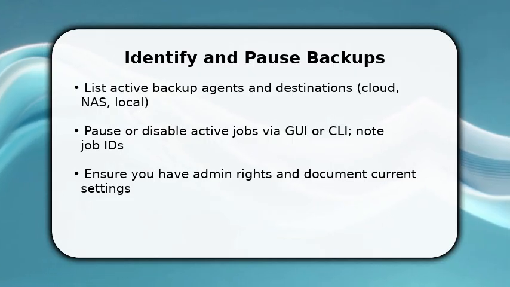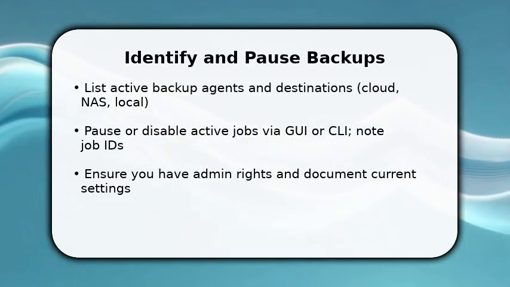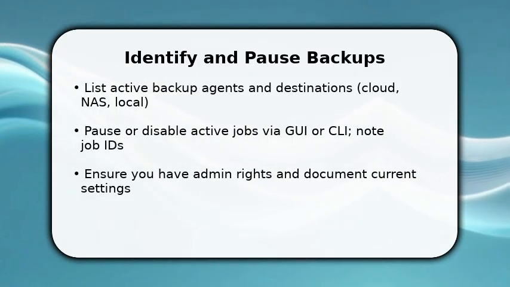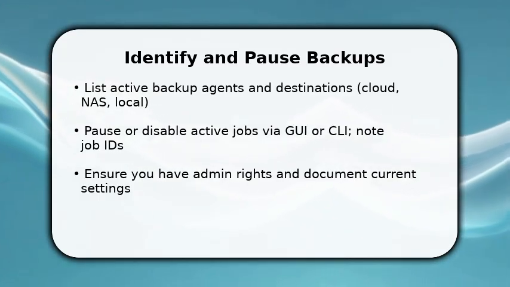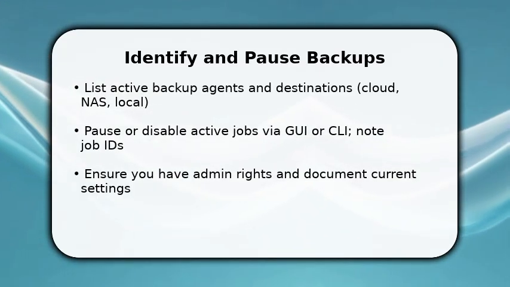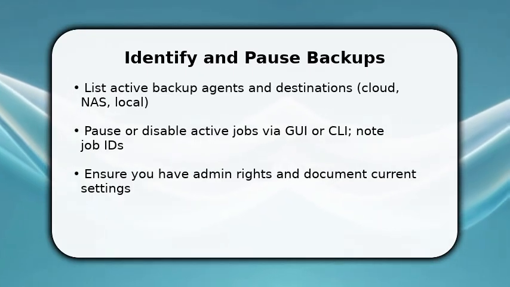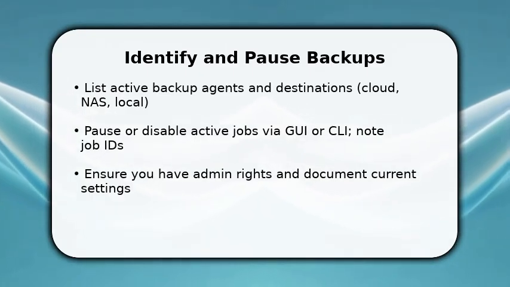Once paused, make sure you have administrative rights and record current settings for rollback. This prevents accidental data loss and gives you a clear map of what to resume later. If a job won't pause, force stop the agent but document that action immediately.